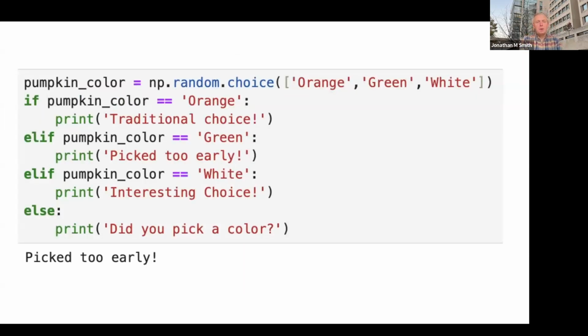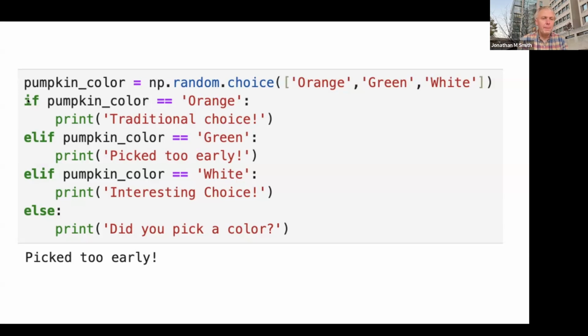Okay, last part, and this is a little bit of a Halloween special here. So here I've nicely chosen randomly between 3 possible colors for a pumpkin. Most typical, of course, is orange, but we have a couple other colors. So this will randomly choose one of these colors from this list.